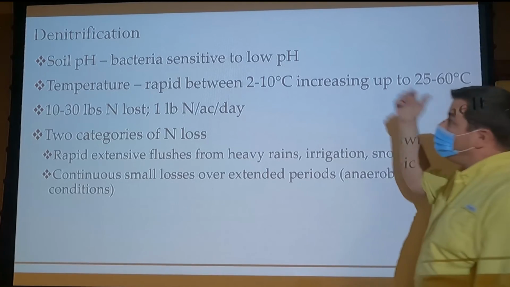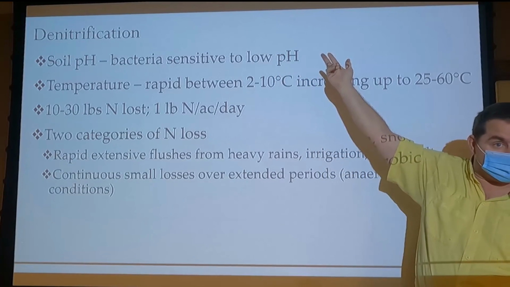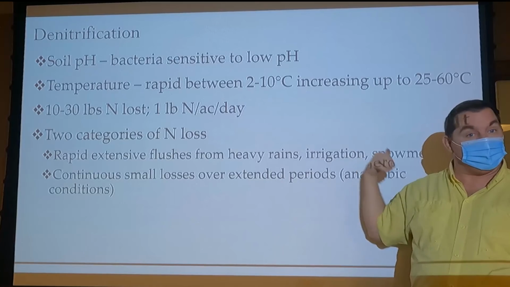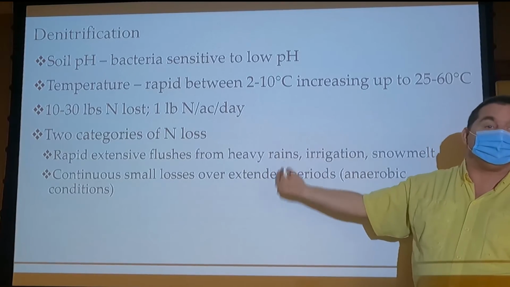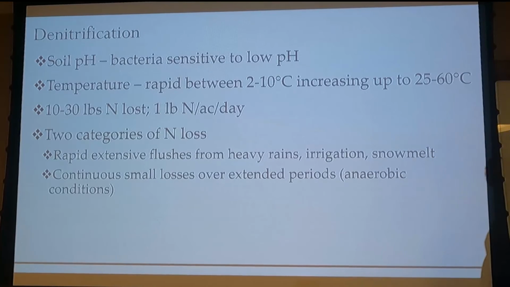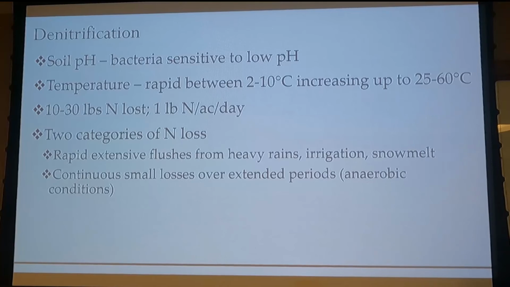So to help this out, we were going to need a high pH because our hydroxyl concentration is greater, and therefore we would be able to remove those oxygens easier. It makes it easier to reduce that molecule. So heavy rains, irrigation, snow melt under anaerobic conditions.